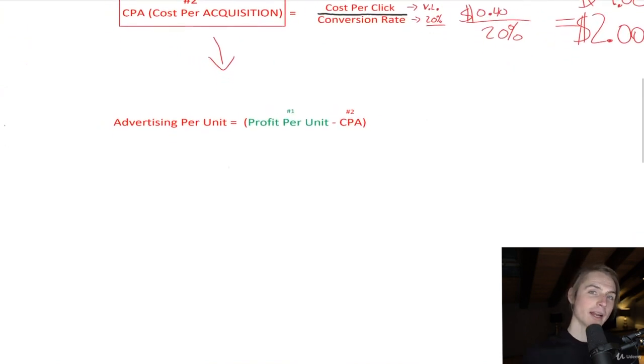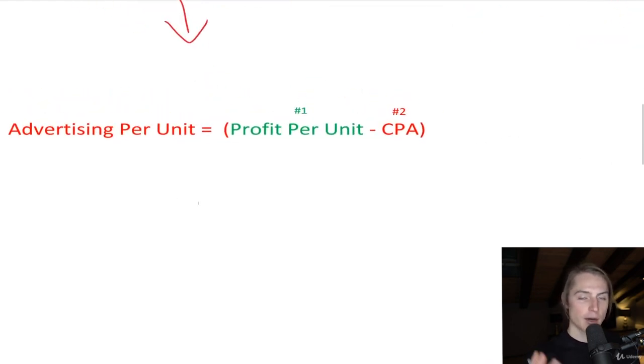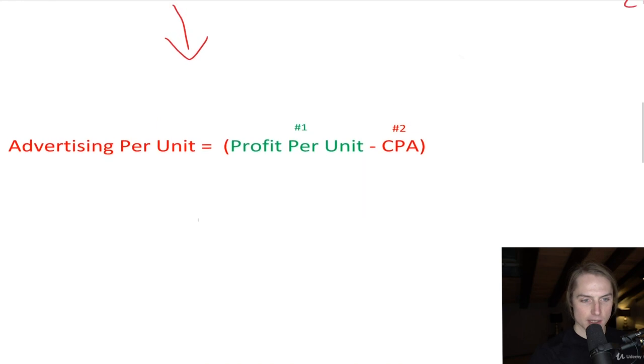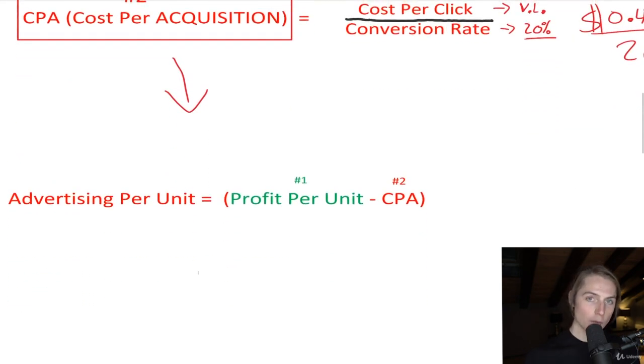Now we're going to calculate our advertising per unit. This is basically going to be the profit per unit minus the CPA, which is the one up there. So essentially, in theory, you don't need any money for advertising if you have cheap enough ads and you make enough per unit, because Amazon only charges you every 14 days for advertising and you get paid every 14 days.